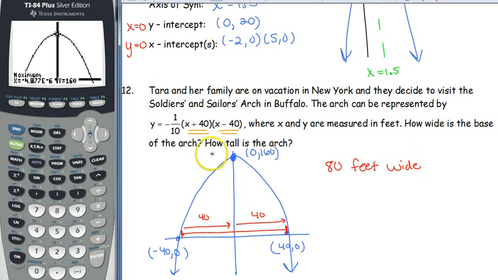Then if I want to know how tall the arch is, I want to see how high up it goes. And we know that this is representing the ground. So from the ground up, well, hopefully you know it's not going to be 0. The x-axis goes left and right. The y-coordinates are talking about your vertical change. So we know that it's going to be 160 feet tall. All right, and that is it for your review for today.